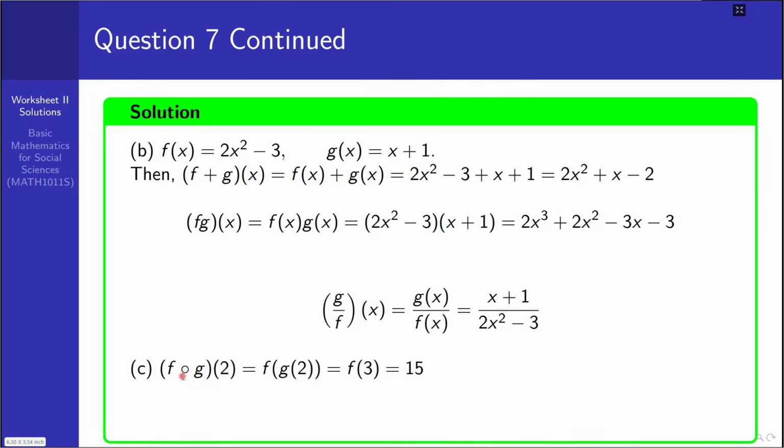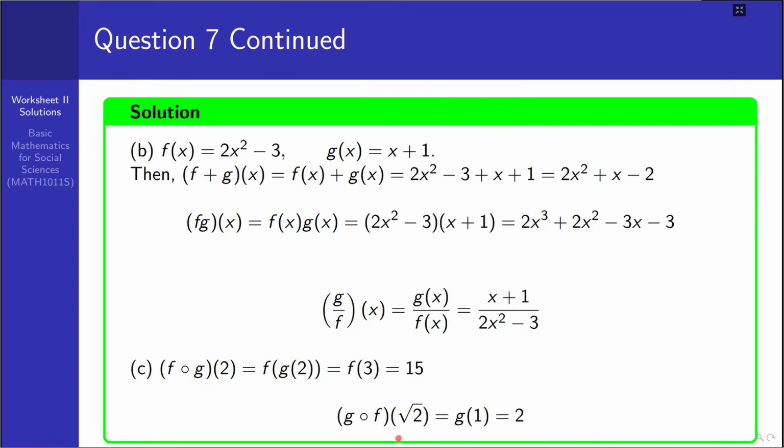And next one, that is f composite of g of 2. F composite of g of 2, by definition, it is f of g of 2. But what is g of 2 here? G of 2 is 3, so f of g of 2 is equal to f of 3, but f of 3 is this one, that's 15.